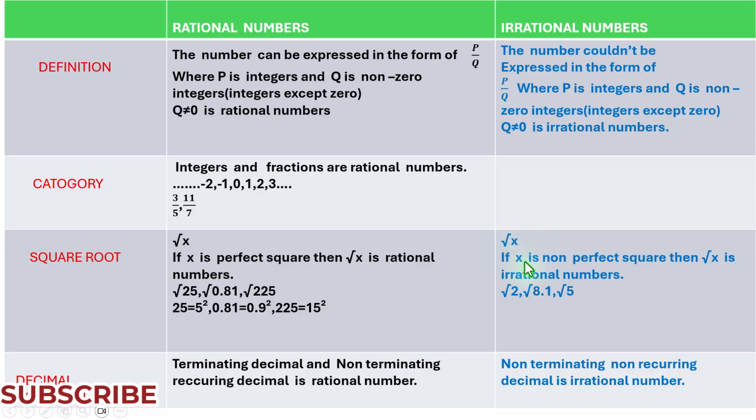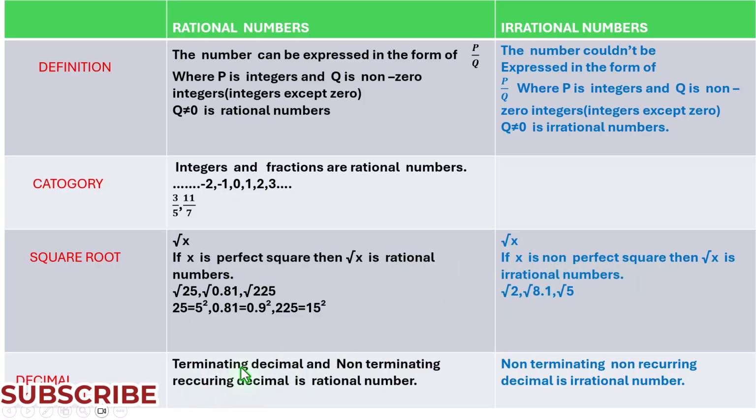Square root x, if x is a non-perfect square, then root x is an irrational number. Root 2, root 8.1, root 5: 2 is not a square of any number, 8.1 is not a square of any number, and 5 is not a square of any number. So root 2, root 8.1, and root 5 are irrational numbers. A perfect square under the root gives a rational number; a non-perfect square gives an irrational number.